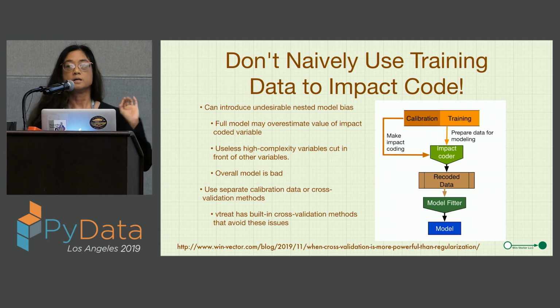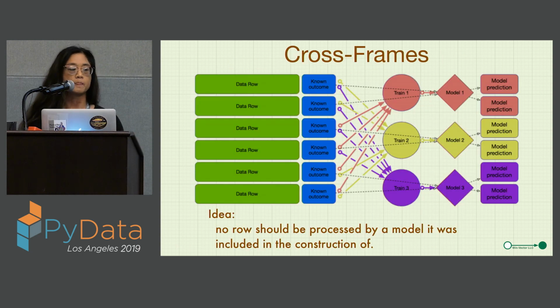overfit. Now, if you don't have enough data to split into calibration and training, then you have to use cross-validation methods to create what we call a cross-frame that also will avoid these overfit problems. Cross-frames aren't unique to vtreat. I mean, basically, this cross-validation method is also the proper way to do stacked model ensembles as well. They don't call it cross-frames, but it's the same idea.